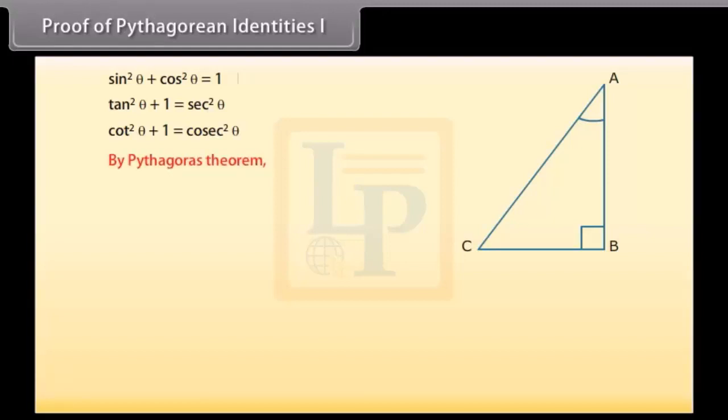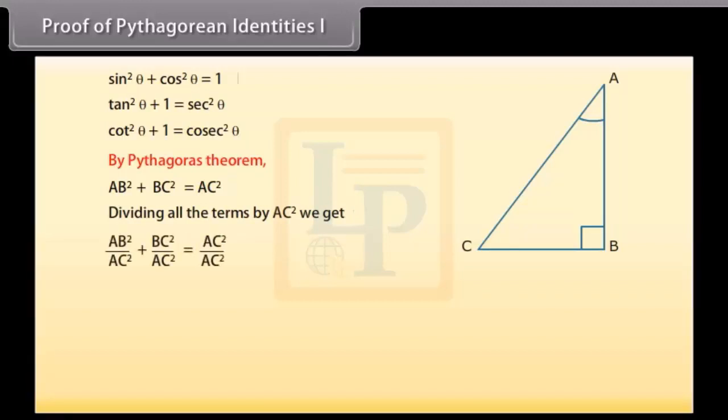Proof of Pythagorean identities 1. Now we will prove one Pythagorean identity and use it to prove other identities. For that we take a right-angled triangle ABC. By Pythagoras theorem, AB square plus BC square is equal to AC square. Now dividing each term by AC square we can write it as AB upon AC whole square plus BC upon AC whole square, which equals AC upon AC whole square.